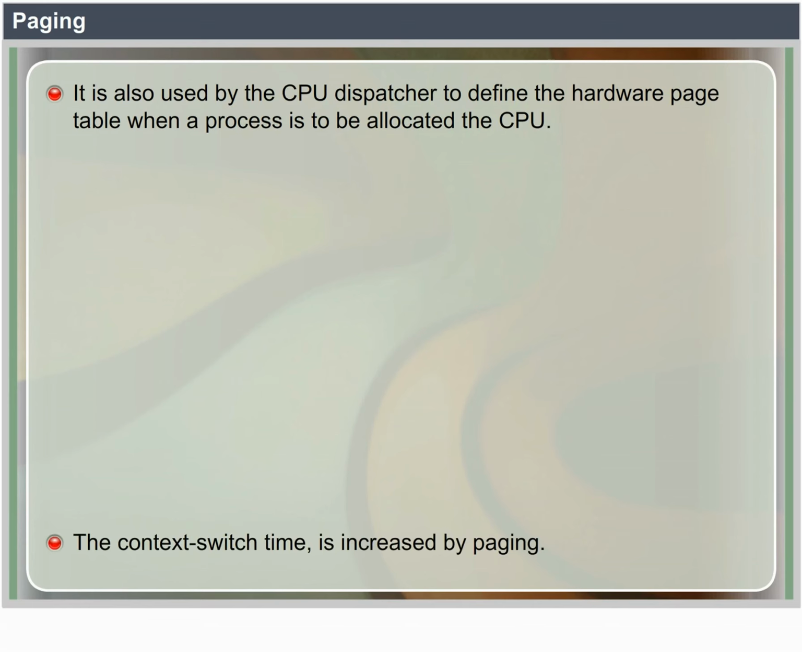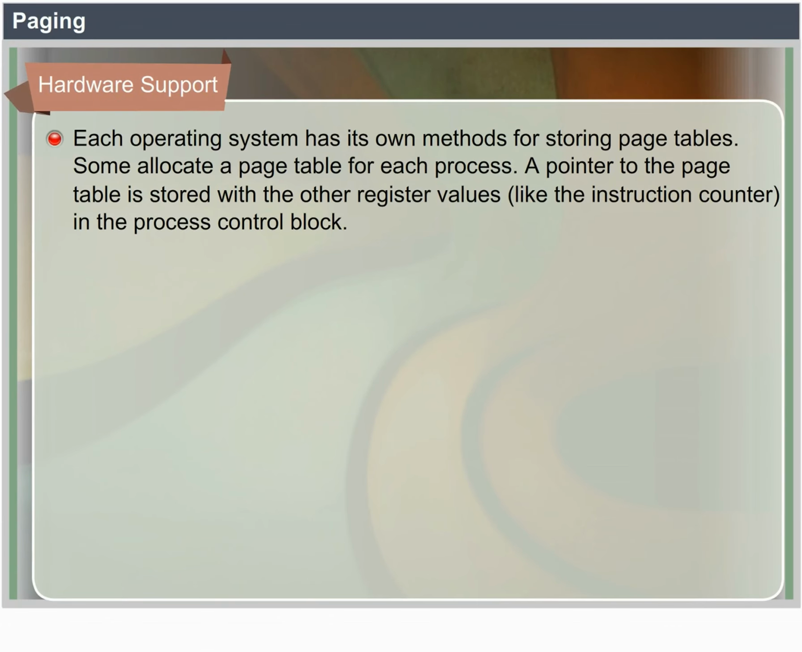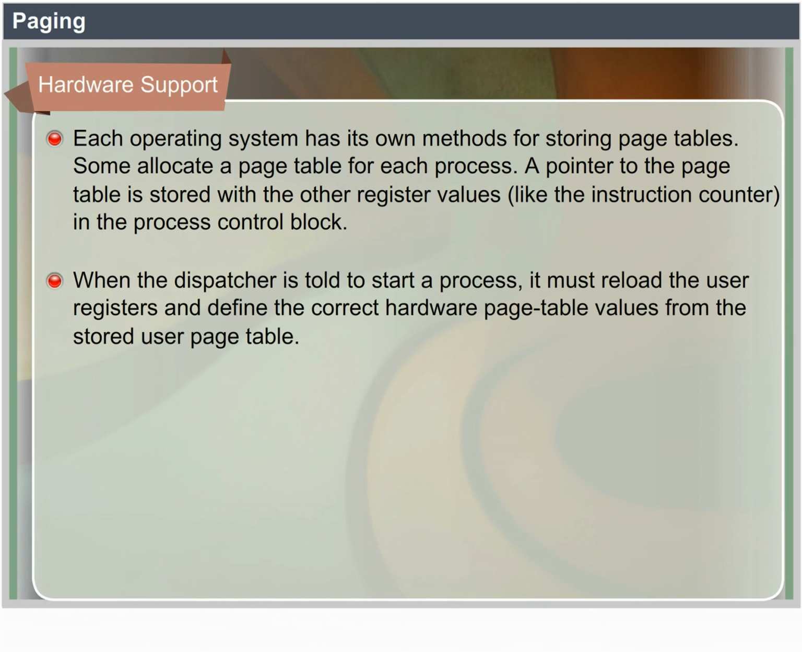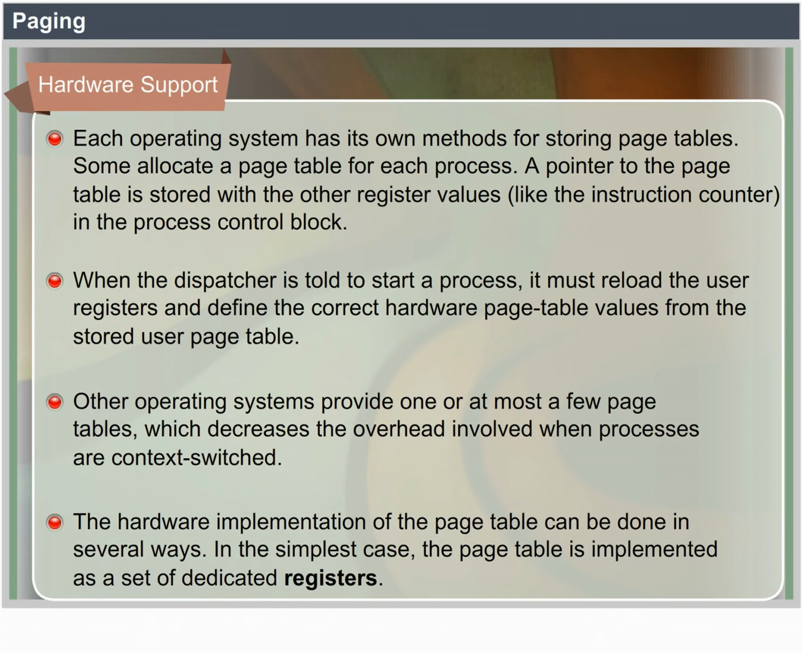Hardware support. Each operating system has its own methods for storing page tables. Some allocate a page table for each process. A pointer to the page table is stored with the other register values, like the instruction counter, in the process control block. When the dispatcher is told to start a process, it must reload the user registers and define the correct hardware page table values from the stored user page table. Other operating systems provide one or at most a few page tables, which decreases the overhead involved when processes are context switched. The hardware implementation of the page table can be done in several ways.